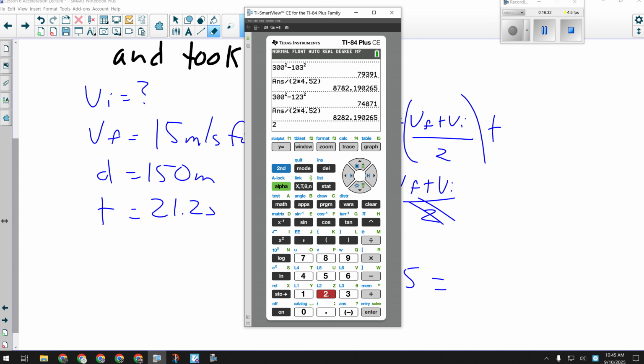So 2 times 150. I can't believe I just typed that out. It's 300. Divided by 21.2. And then subtract 15 from that. Now this is weird. I got a negative number. Is that okay? Is it pretty small though?